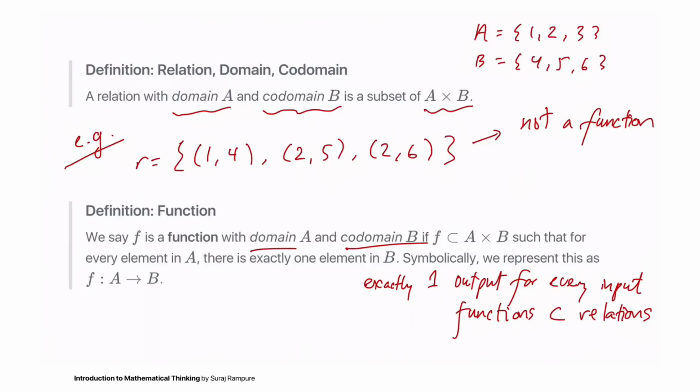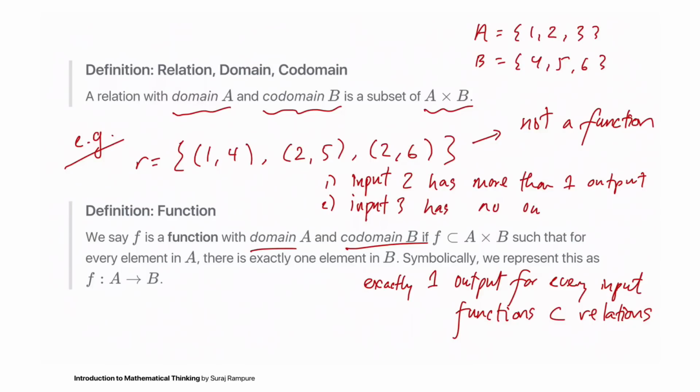And it's for two reasons. Well, one, it's that the input of 2 has multiple outputs. And that's not allowed in terms of the definition of a function, right? As well, there's no output for the input 3. And for a relation to be a function, there needs to be exactly one output for every input. So input 3 has no output. So that's why R is not a function.